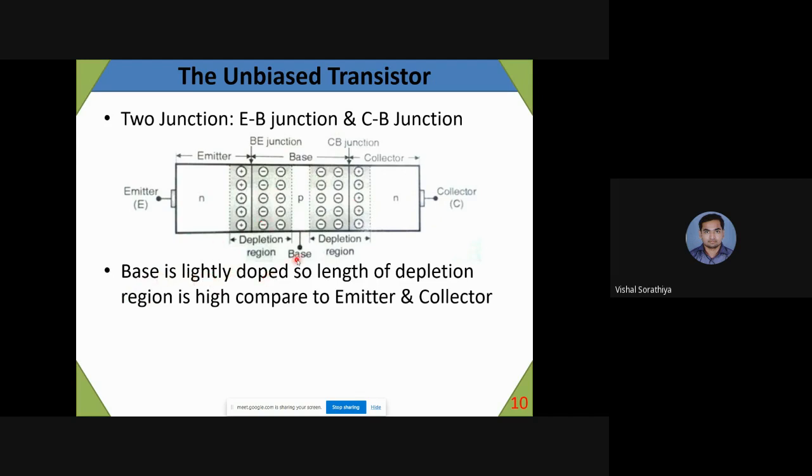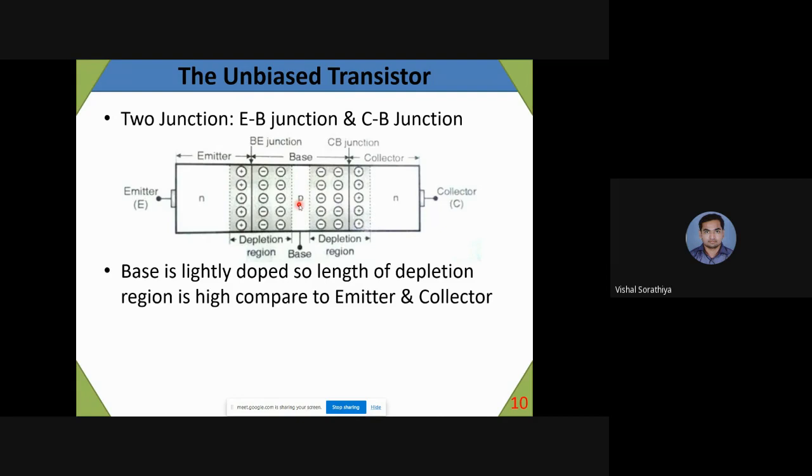So we can say the base is lightly doped. As per the doping characteristics we have seen, the base is lightly doped, so the depletion layer is a little bit wider there as compared to the emitter and collector. And why is the size higher? Because there are fewer free charge carriers, and due to that the depletion layer expands in that particular medium. So this is what actually happens when you are not applying anything.